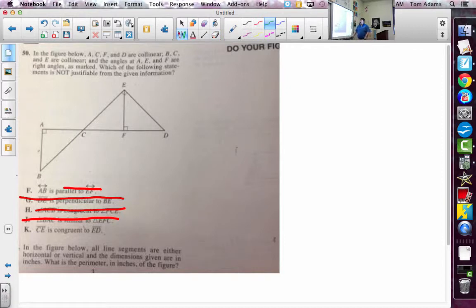So the last one is CE is congruent to ED. I don't know that. It looks like it. It really does look like it. But I don't know that. Without any other additional information, I don't know for sure. Because I don't know the length of CE. And I have no additional information over here.